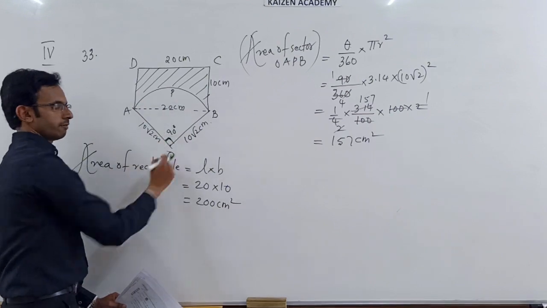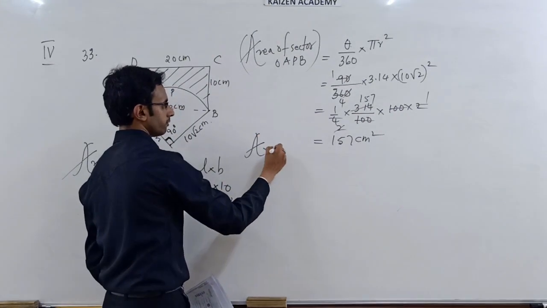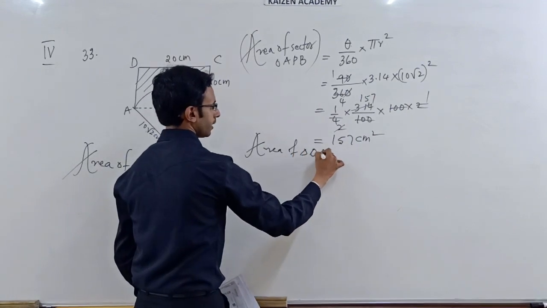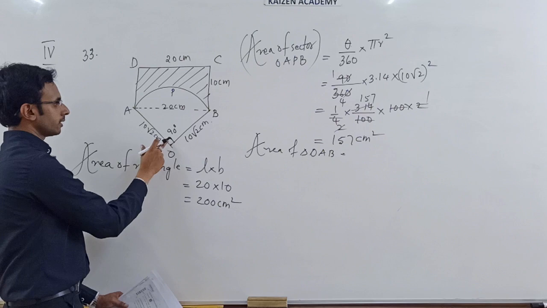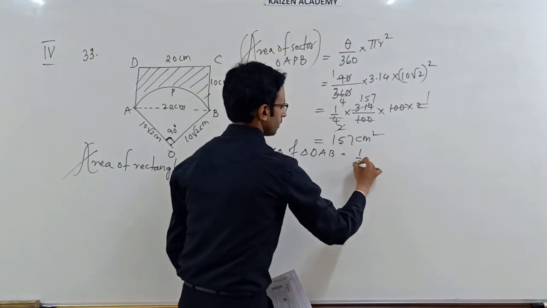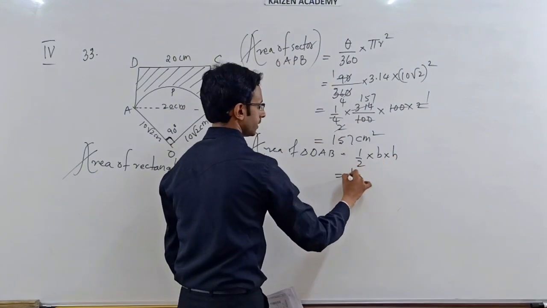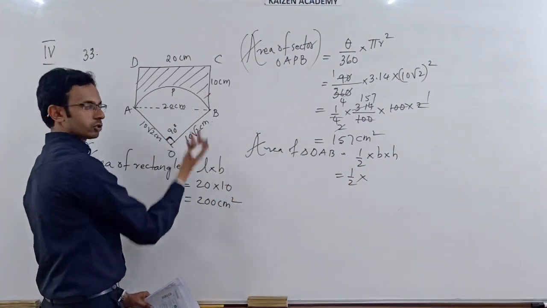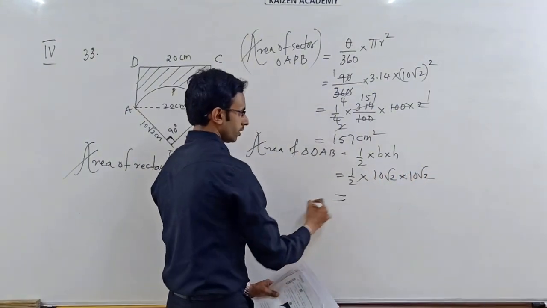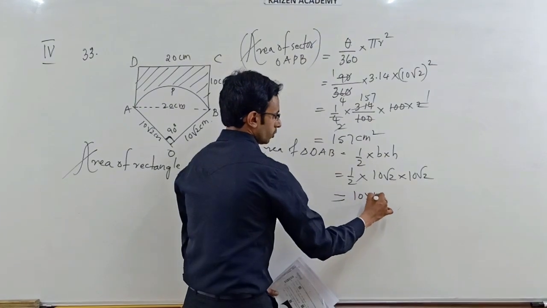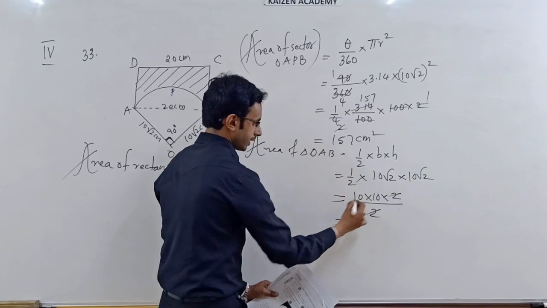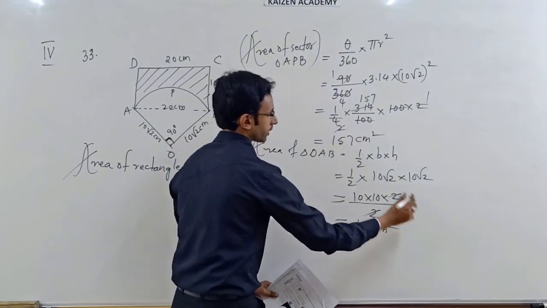Finally you also calculate the area of this triangle. Area of triangle OAB. Since it is a right angle triangle, we can use the straightforward formula for area of a triangle, which is half into base into height. Base and height both are 10 root 2, so it is very easy to calculate this area. So you get 10 into 10 into root 2 times root 2, which gives you 2, divided by 2. 2 cancels, you get 10 tens are 100 centimeter square.